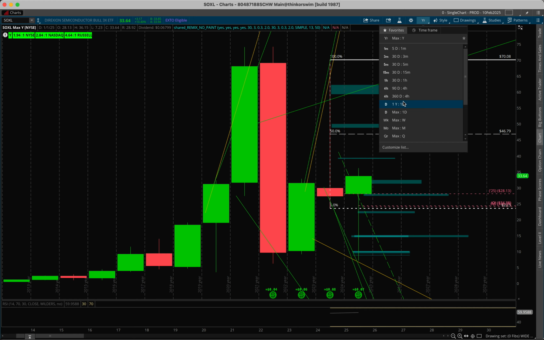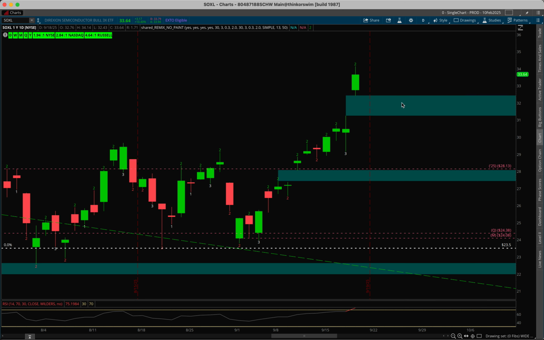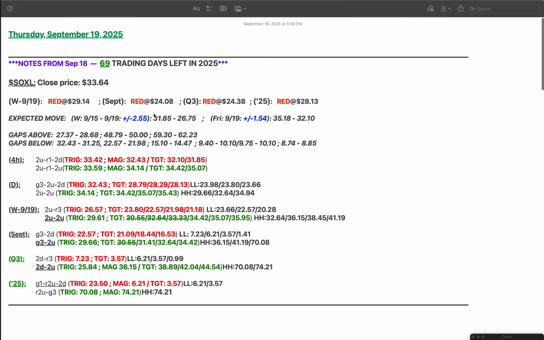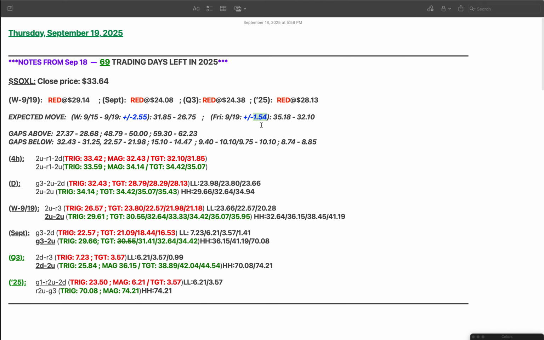What we'll do now is get into our market maker's expected move. To do that, we pull up our options chain for this week, and this is Thinkorswim. If you look at the options chain for this Friday, September 19th, 2025, we can see that there is an expected move of plus or minus $1.54, right? So if we go to our notes, we've got our market maker's expected move of $1.54. We look at today's close price, and that gives us a range for tomorrow of 35.18 to 32.10.